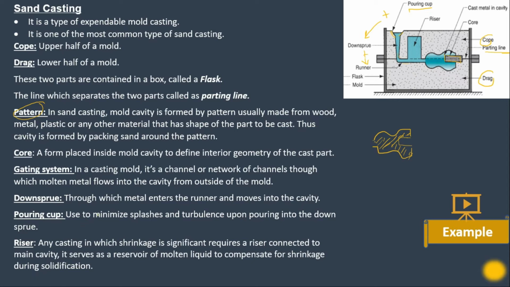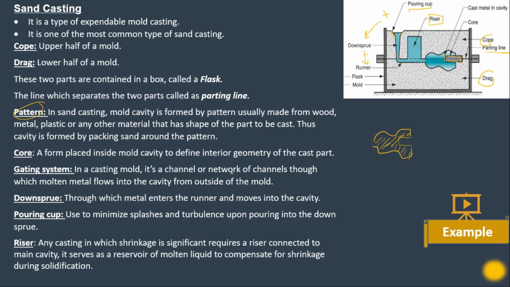We have the pouring cup. What is the pouring cup? It's used to minimize splashes and turbulence upon pouring into the down sprue. You can see it is somewhat tapered, with a larger diameter at the top and a smaller diameter at the bottom. It is used to control the volumetric flow rate, and we will see how it controls it. So we have the pouring cup, the initial one, tapered to minimize the splashes and turbulence. Then the last one we are left with is the riser.